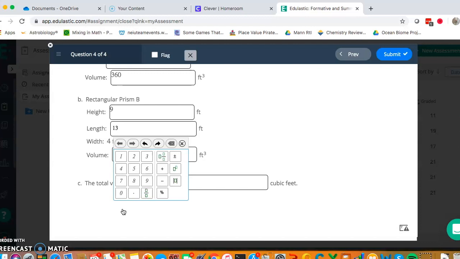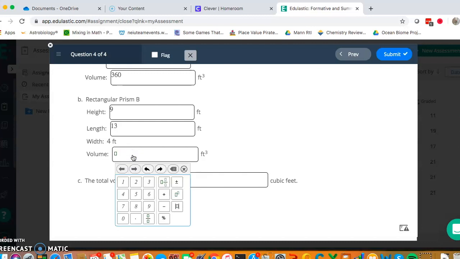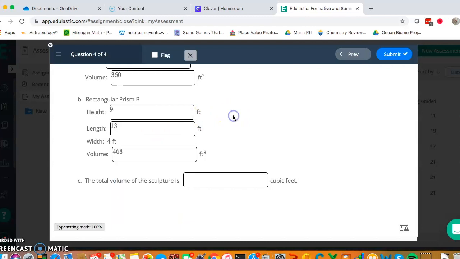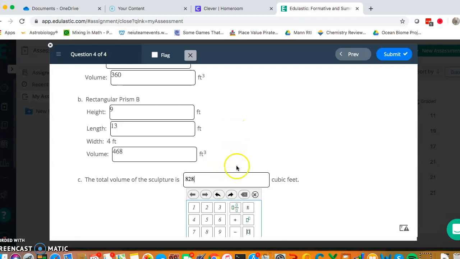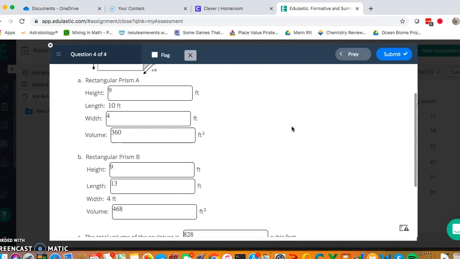Once I've got to that point, I can multiply those numbers. I would do 13 times 4, which is 52, and then multiply it by 10 and take 52 off, so that I get 468. And then add 360 to find my total volume, which is 828 cubic feet.